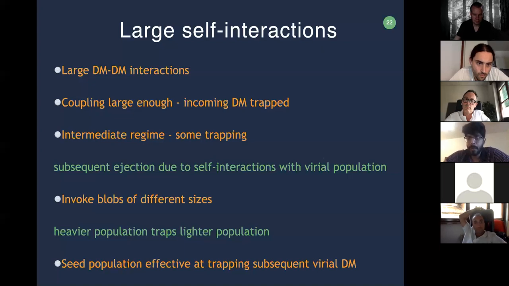So the seed population created by the first, heavier dark matter that gets stuck on Earth, and subsequent light dark matter, is effective at trapping subsequent virial dark matter. You do not need a heavier population anymore. Once you have a critical density, you have an attractor solution, if you will, and all of the dark matter that's raining in on Earth gets accumulated.